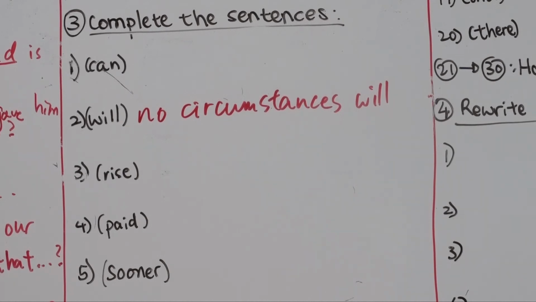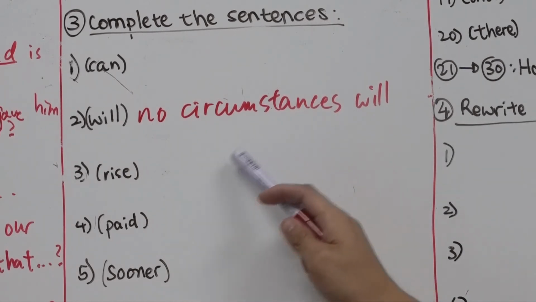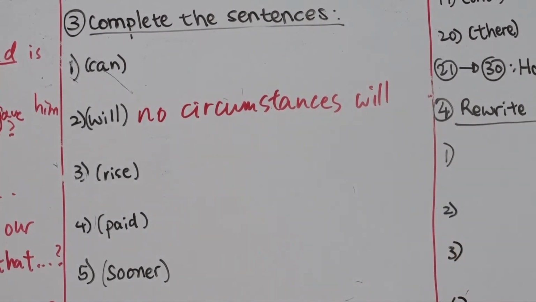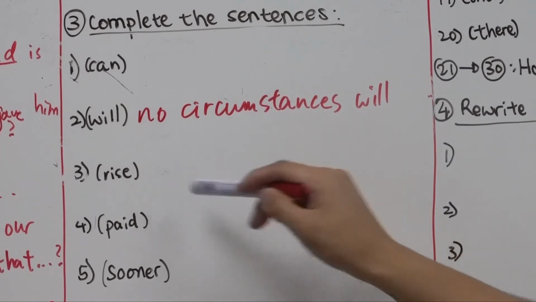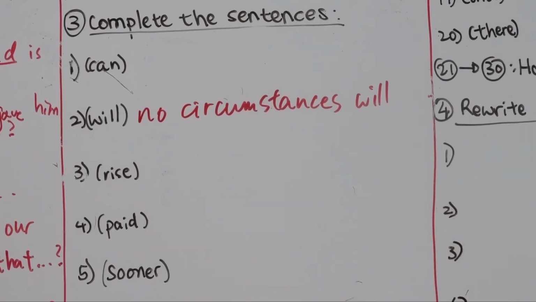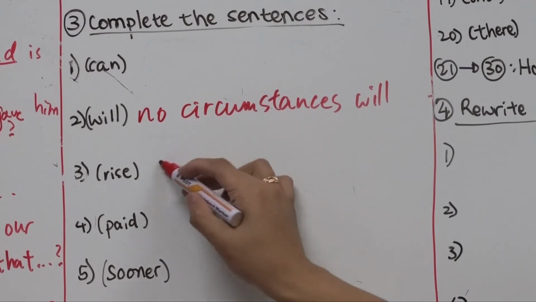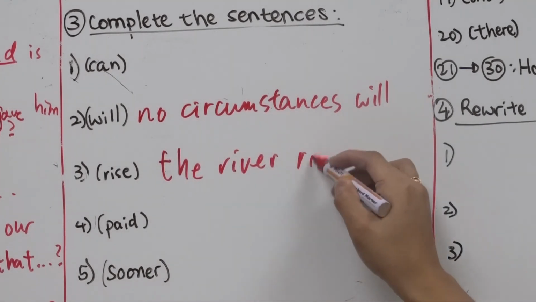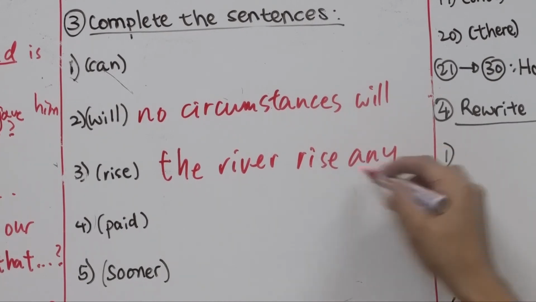So should. Again, should, in the if clause, right? The if clause, type 1, type 2, type 3. We remove is, so we start with should. So should the river rise any higher?